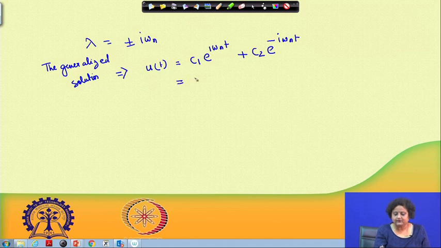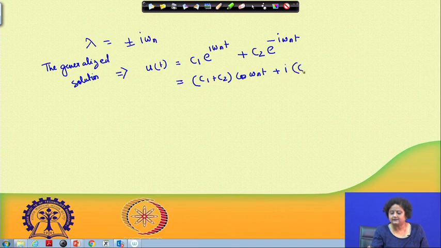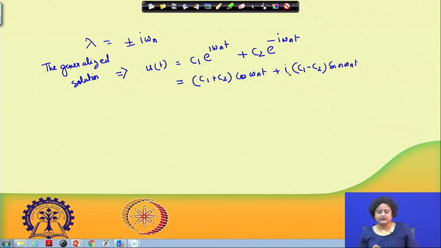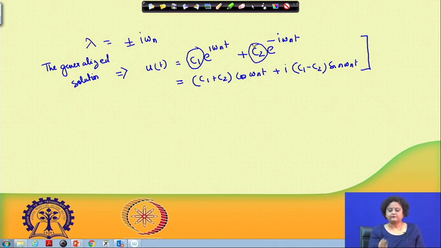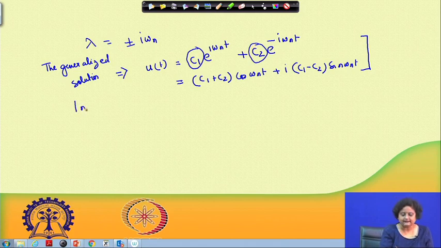So, this can further be written as (C1 + C2) cos ω_n t + i (C1 − C2) sin ω_n t. I have done nothing but just expanded this solution. So, the two unknowns in this solution are C1 and C2, and I have to solve for C1 and C2 from the initial conditions. Therefore, I need the initial conditions to solve for C1 and C2.